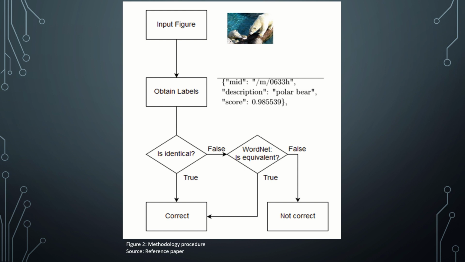So if you look at the figure, we can explain the flow as follows: first the input figure is passed through Google Cloud Vision API, and from there we obtain the labels which contain mid description and score, and then it is compared with the labels given by the image dataset. If they both are identical, then it goes to the output as correct, and if they are not identical, then the comparison is done using WordNet. If they both are equivalent, then it comes to correct. If not, then it results the output as not correct.